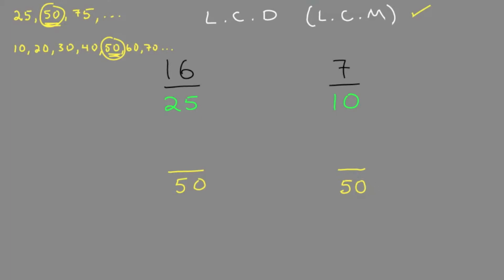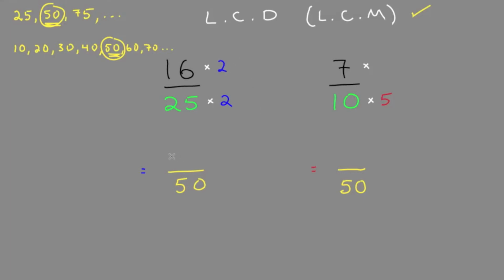What do we have to do still? We have to convert the tops. And the rule is whatever you multiply to the bottom, you multiply to the top. So we multiplied 25 times 2 to give us our 50 on the bottom. 25 times 2 is 50. And we multiplied 10 by 5 to give us 50. So that tells us what we need to multiply the top by. We need to multiply times 2.